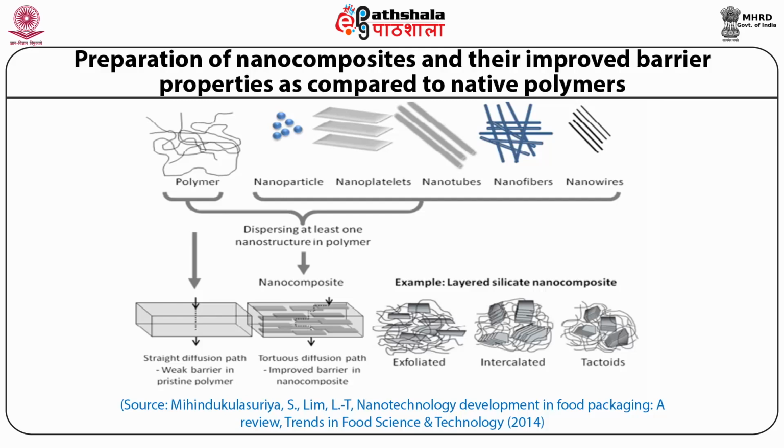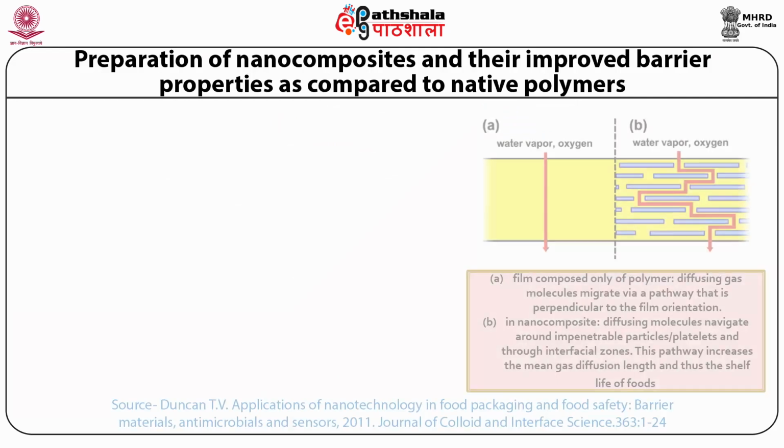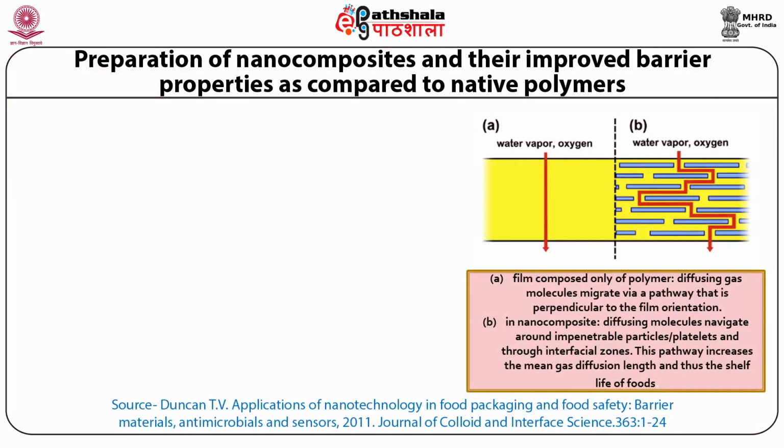Talking about dispersing these nanoparticles within the carrier molecule, they can be placed in different forms: tactoids, exfoliated, and intercalated. Depending upon their forms, the barrier properties can be changed. The figure shown here exemplifies once again the direct passage of oxygen in A vis-a-vis a tortuous barrier of oxygen in a polymer impregnated film, which is B.